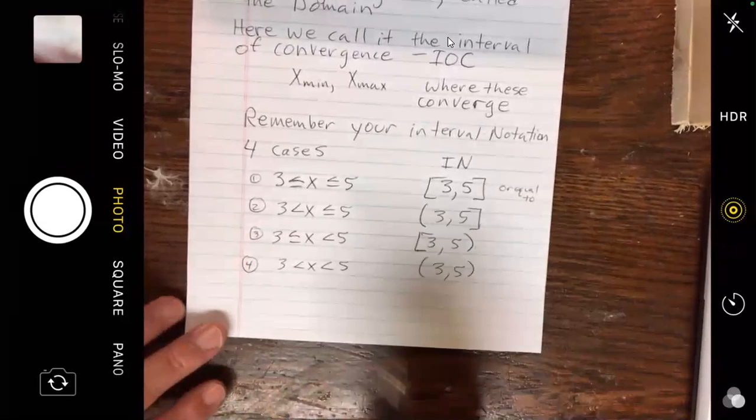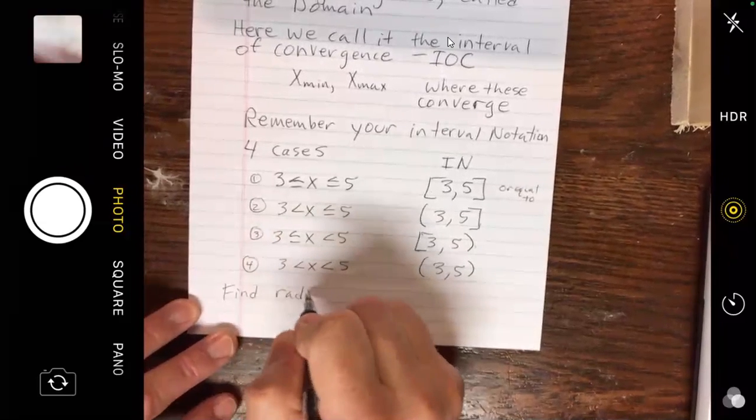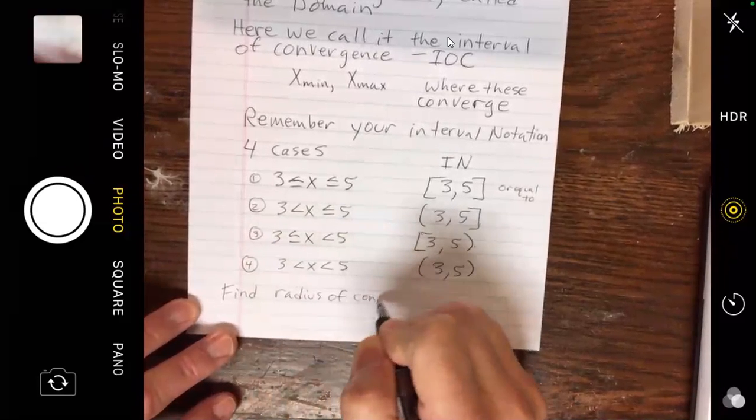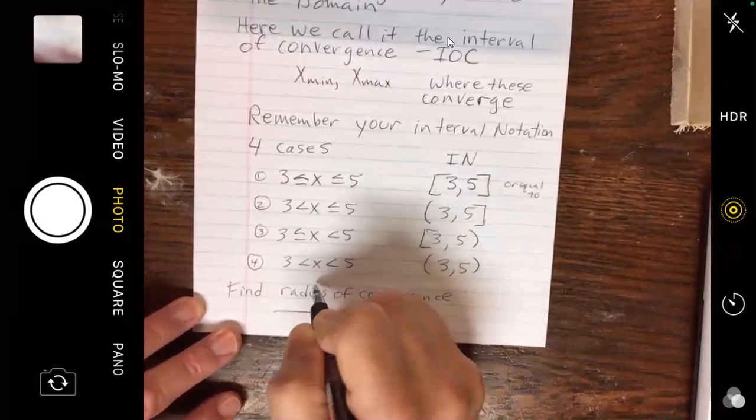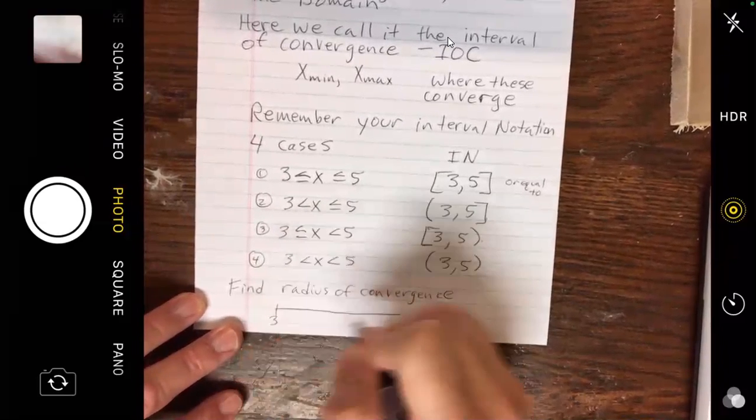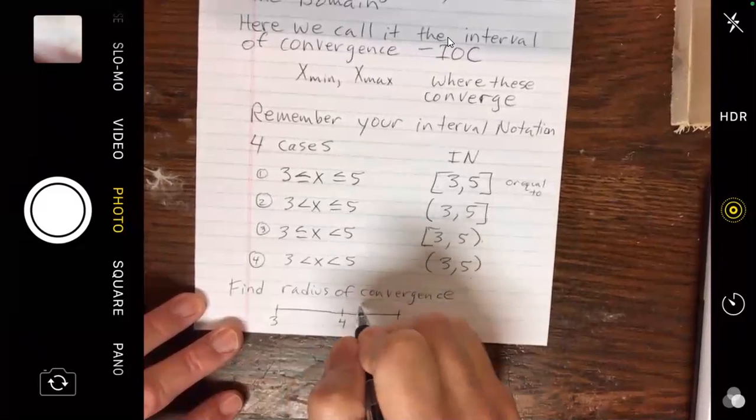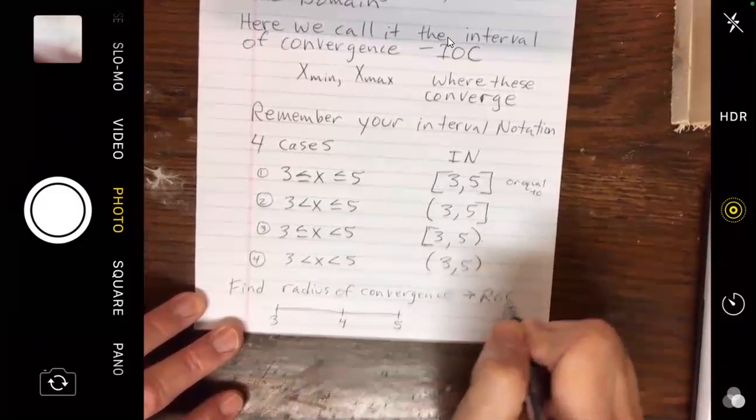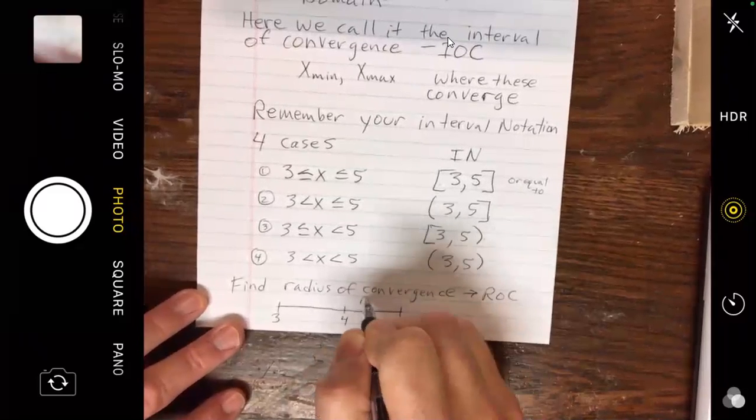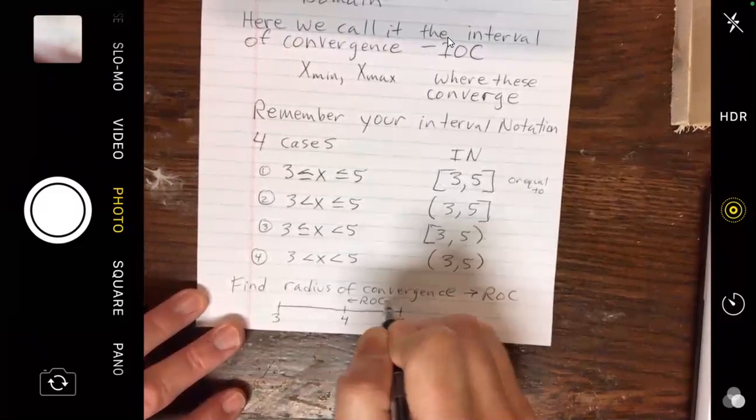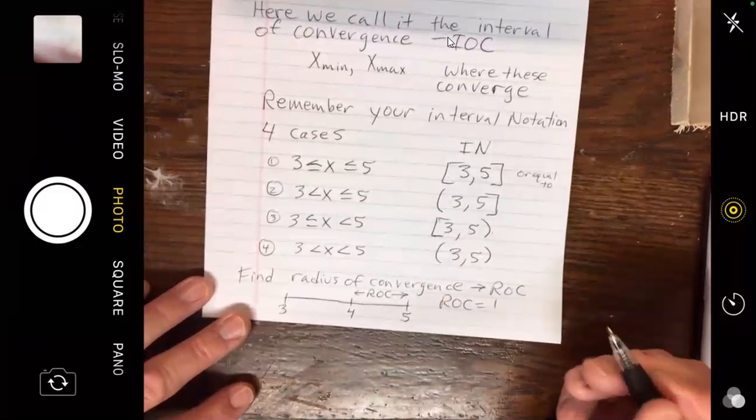Now, they're also going to have you find what's called a radius of convergence. If you graph this out, you can see it's almost like a circle. Let's say between 3 and 5, your middle would be 4, and call that the ROC, radius of convergence. Your radius of convergence is the distance from the center out to one edge. So your ROC runs from here to here, and your ROC would actually be 1, the distance between 4 and 5.